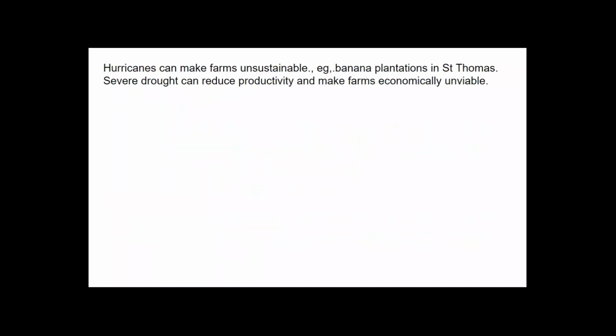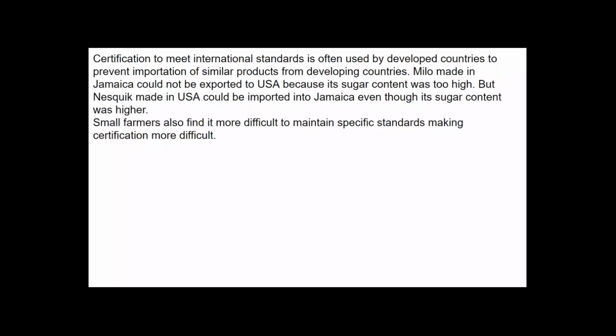And hurricanes can make farms unsustainable. So banana plantations in St. Thomas in Jamaica. And severe drought can reduce productivity and make farms economically unviable.